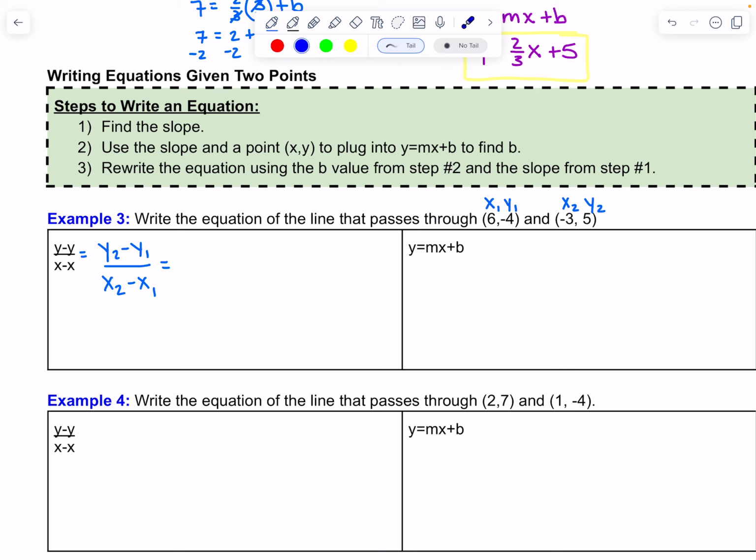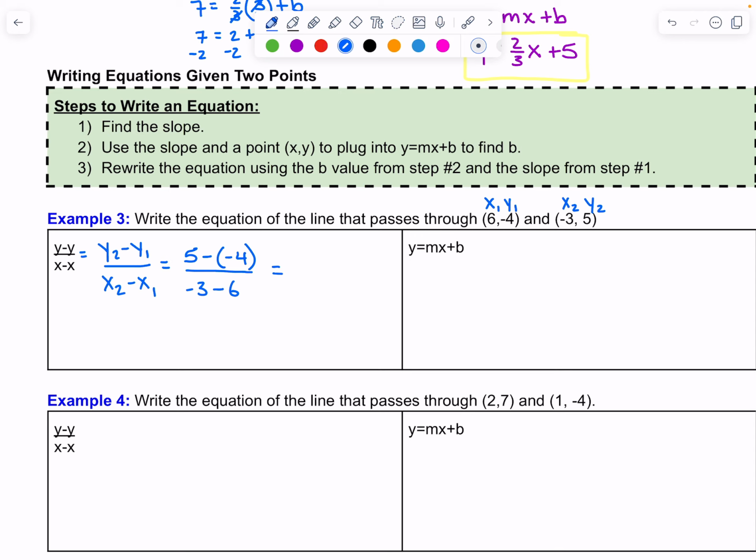So we can keep it in order. So we're going to do y2 minus y1, so 5 minus -4 in the numerator. And then x2 minus x1, so -3 minus 6 in the denominator.